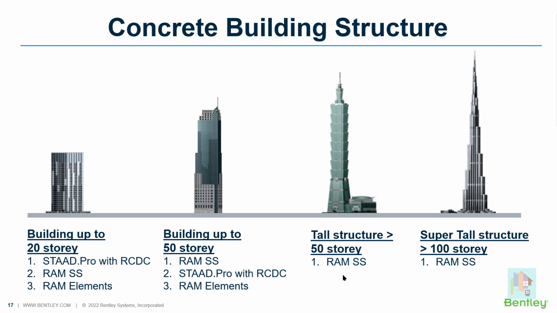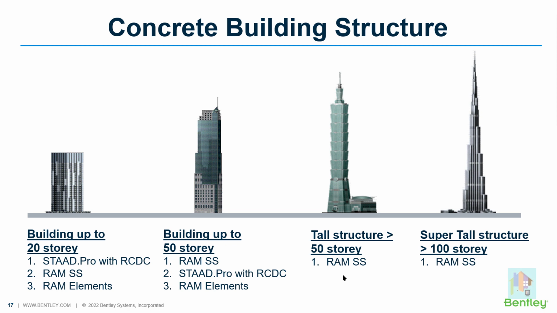And if we want to go for a high-rise or tall structure design, then obviously our first preference will be RAM structural system. But up to G plus 50 story building, you can either use RAM structural along with RCDC, or you can use STAAD.Pro along with RCDC. So that's up to your choice. Both software are capable of doing this one.